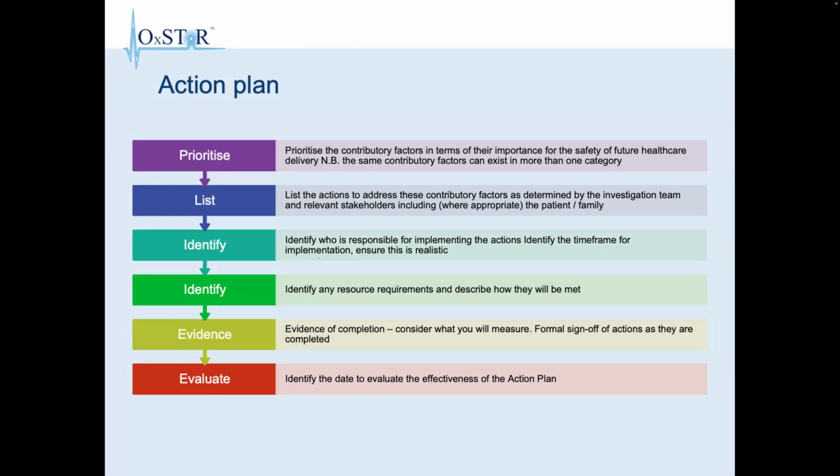So you might say that fatigue was a problem for the individual, but it's also a problem for the organisation and for working patterns. So it might sit in organisational culture, and it might also sit within your team domain, that the team needs to think more about fatigue and so on. There's nothing wrong with that, but it's going to change the way you design your recommendations. You need to list the actions to address the contributory factors, involve everybody.